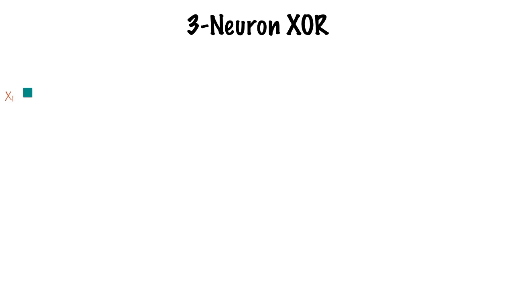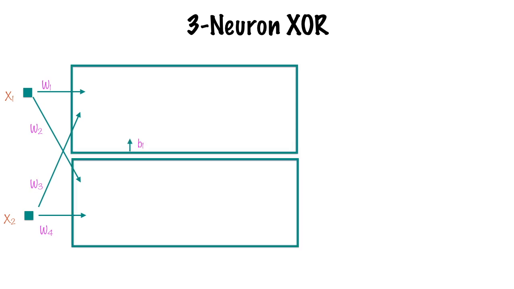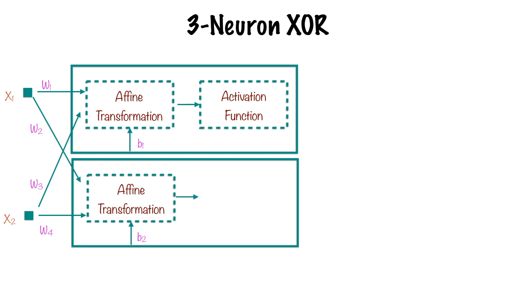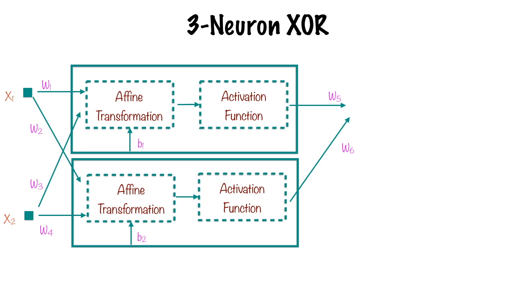We're going to open up the individual neurons. So the inputs x1 and x2 will both flow into each of the neurons in the first layer. Each of these neurons in turn will have both an affine transformation and an activation function. Each of these building blocks in turn will have their own weights and biases.